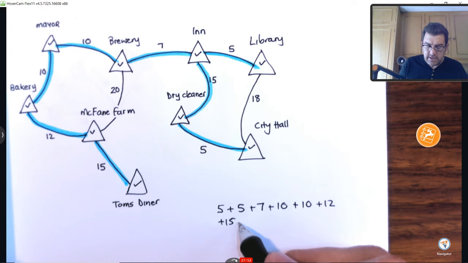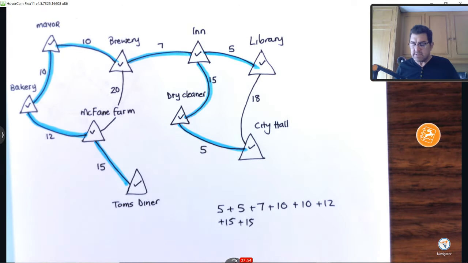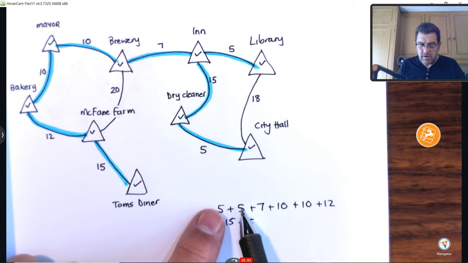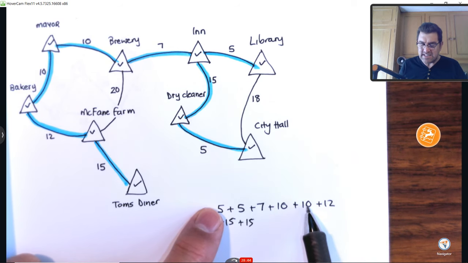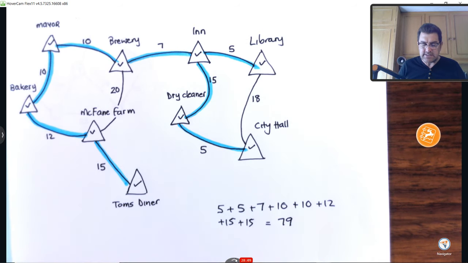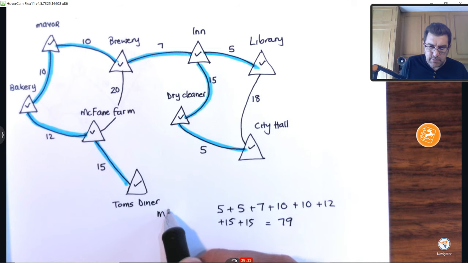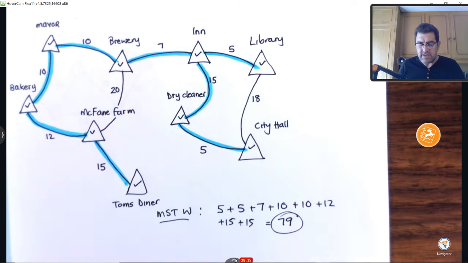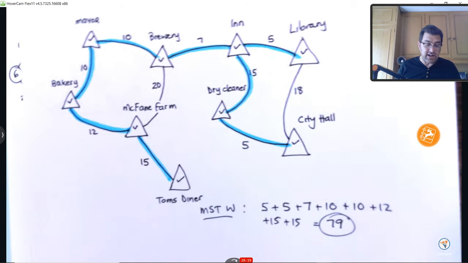So there is our minimum spanning tree for this imaginary town. Okay, what are the distances? Well, there's 30, 40, 50, 60, 70. The total weight is 79. So the minimum spanning tree weight that we have is 79 meters.